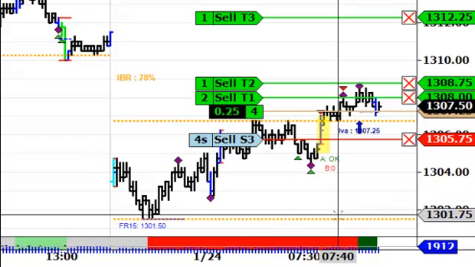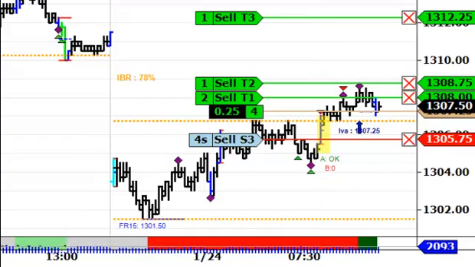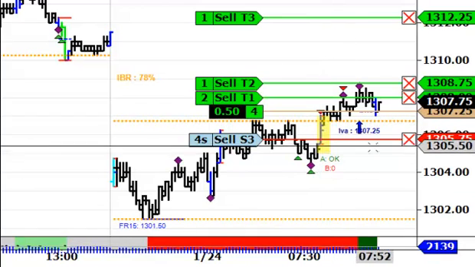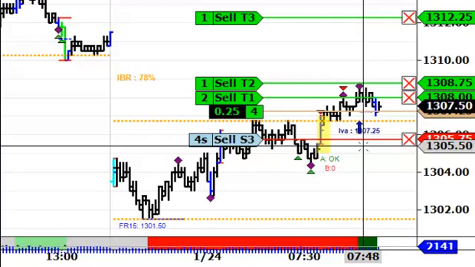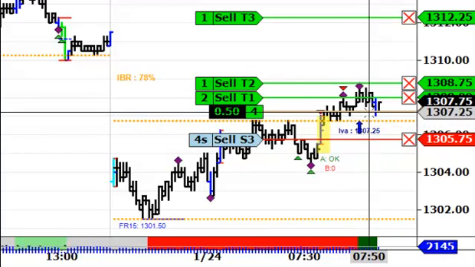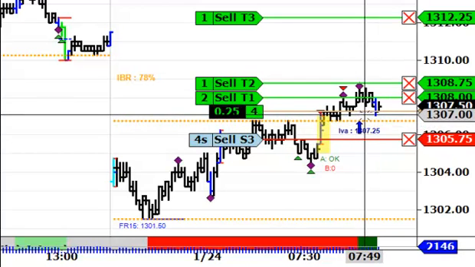Okay, I've just started this recording here. We have just been filled on this trade right here. You can see it's a blue up arrow. There's our dash blue line right there. Hopefully you can see that.